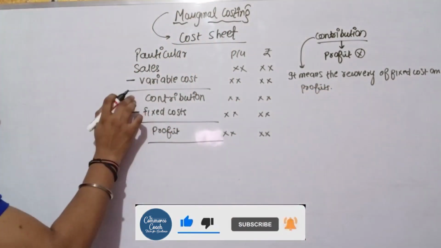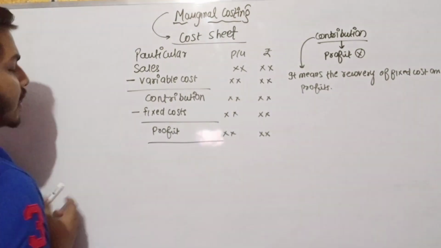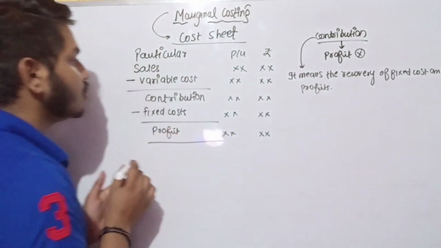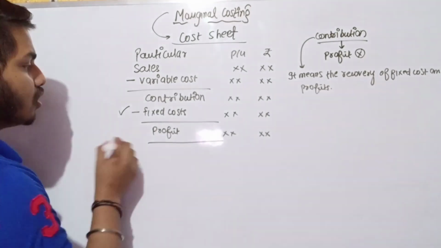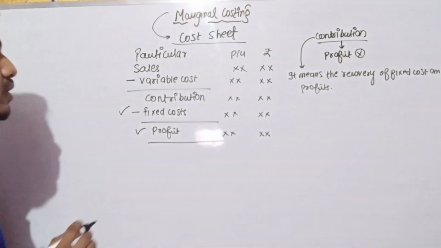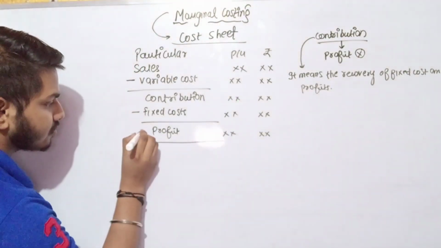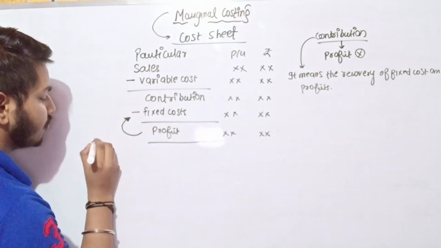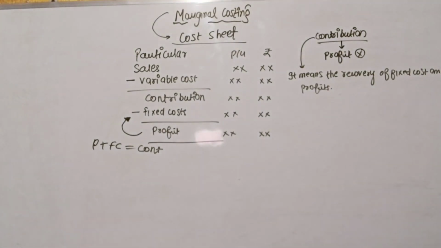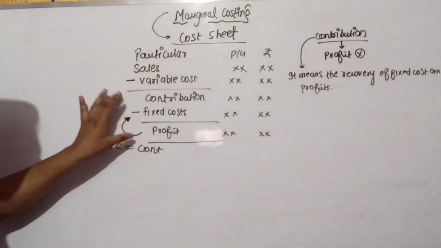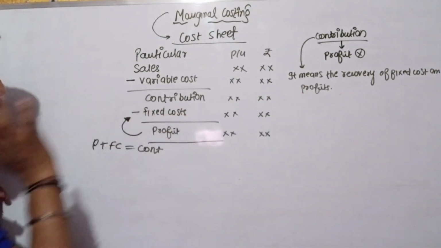So if you can see here, what is contribution? Contribution is nothing but when a business is able to recover its fixed cost and also able to earn profits, then it is known as contribution. From this statement you can see, if I add profit and fixed cost, then I will be getting contribution. So contribution is nothing but recovery of fixed cost plus profits.